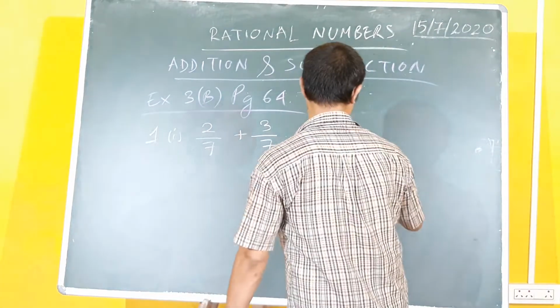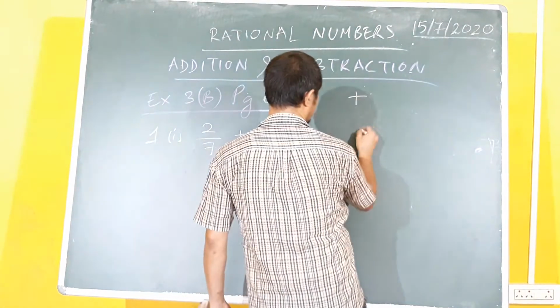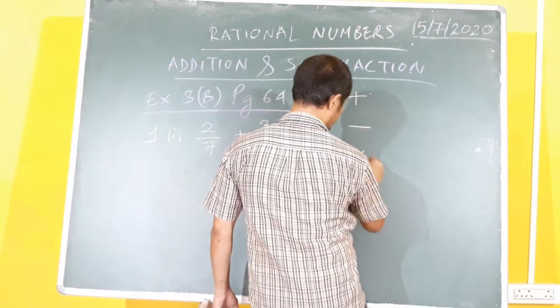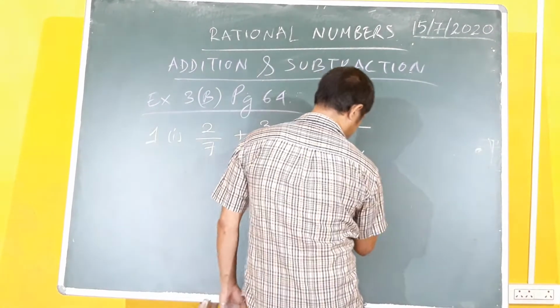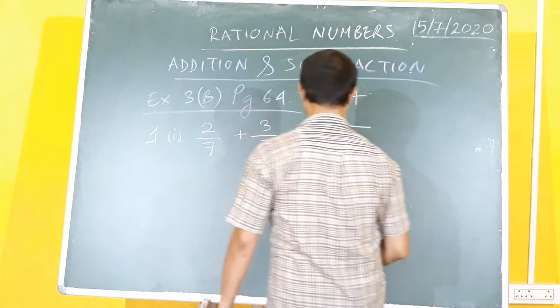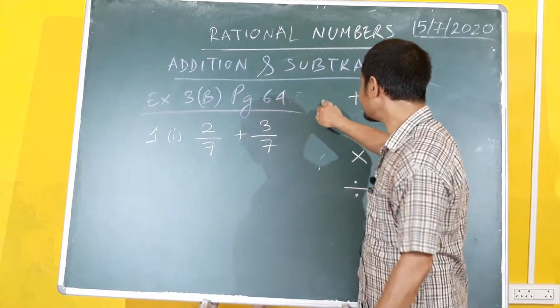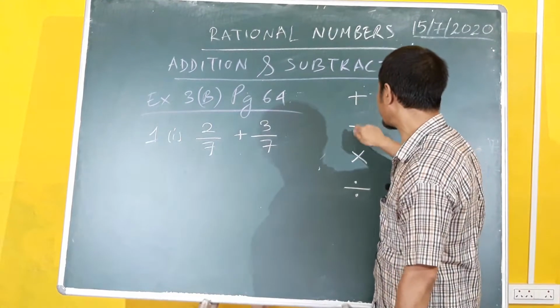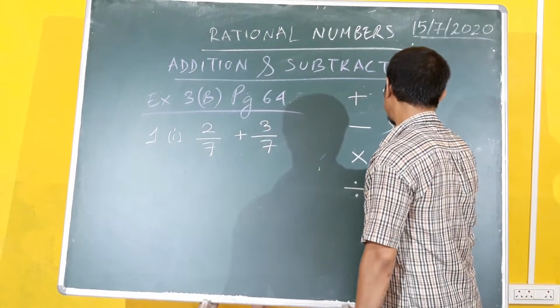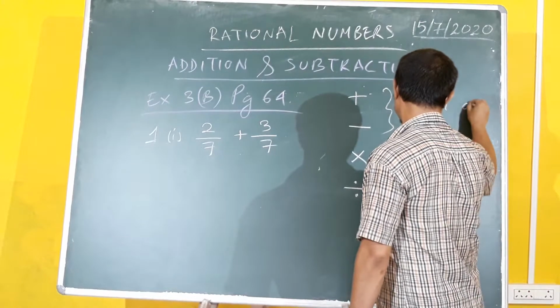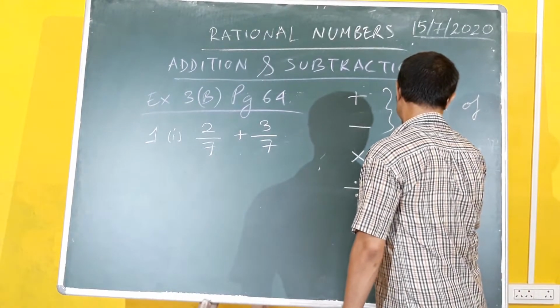Okay, so very important rule, like when two fractions meet. There are 4 operators in maths: plus, minus, multiplication, division. So when two fractions meet and if the relationship between them is plus or minus, you need to find the LCM of the denominators.